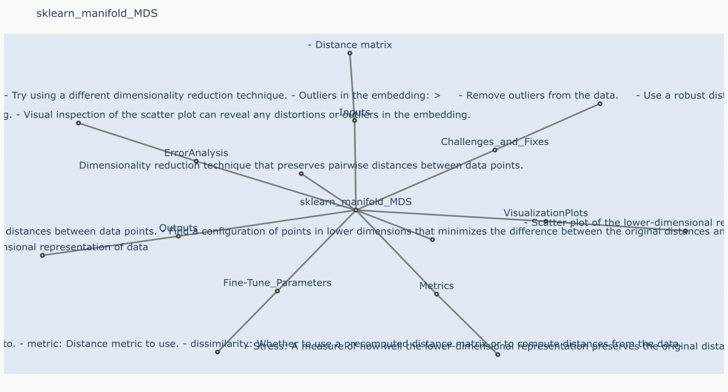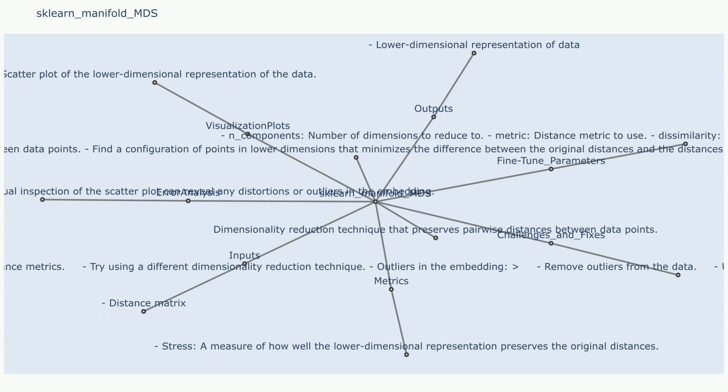Challenges and fixes. Challenge 1. Explain in detail. Poor data representation. MDS may fail to accurately represent the data in low-dimensional space if the data has a complex structure that cannot be adequately captured by the reduced dimensionality.